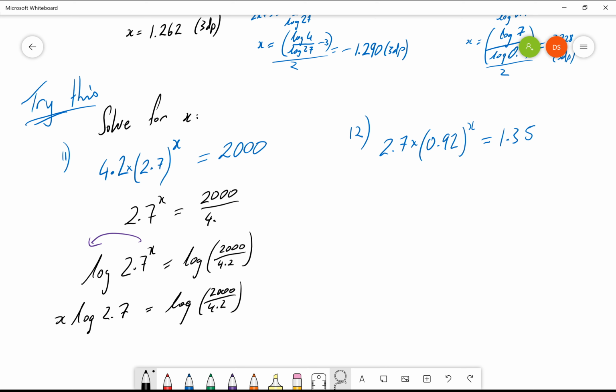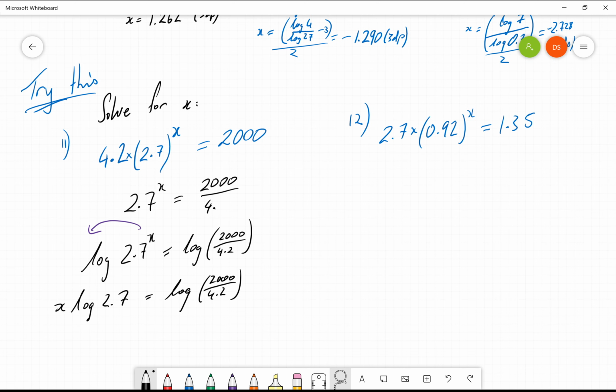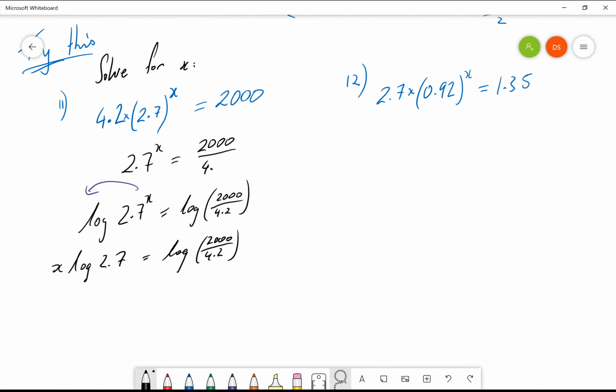You could type this into the calculator, but it might start giving you like rounded numbers. And when you are working with logs, the more you round, the more wrong your answer is going to be. So I don't want you to round. I'd rather you work like I am. Okay?